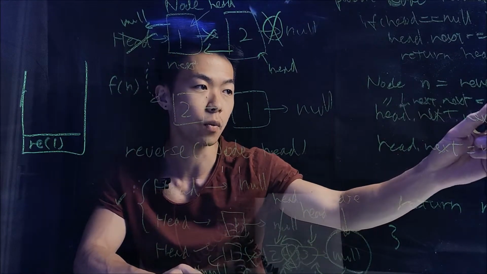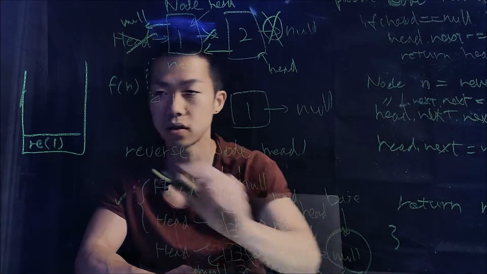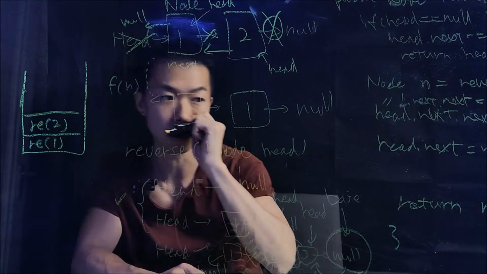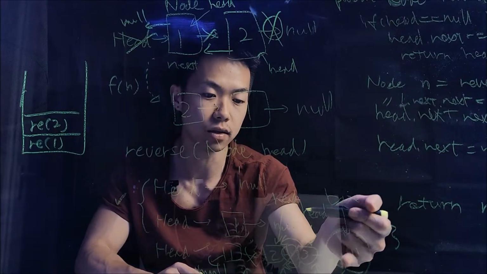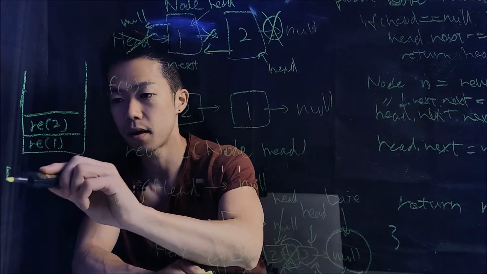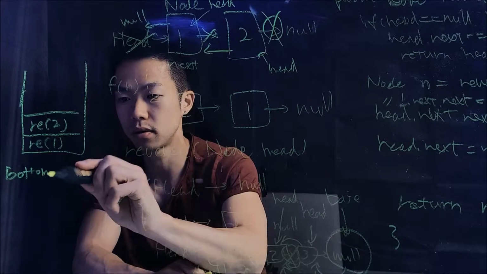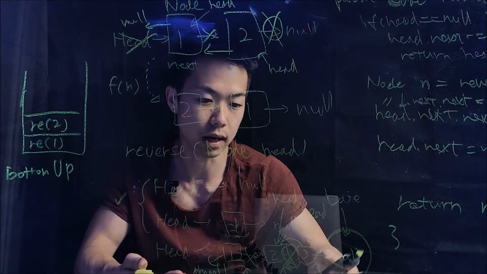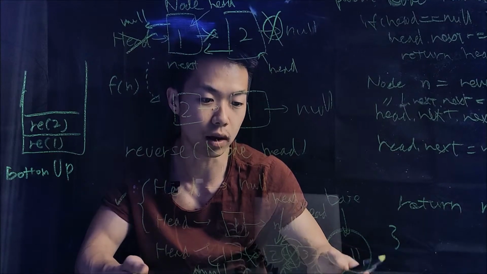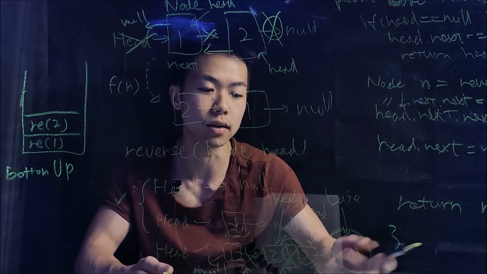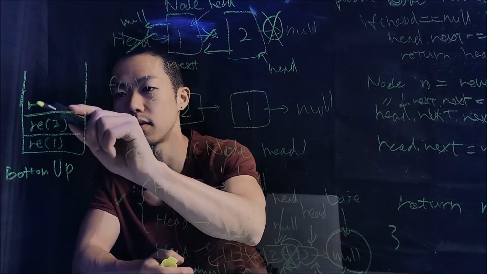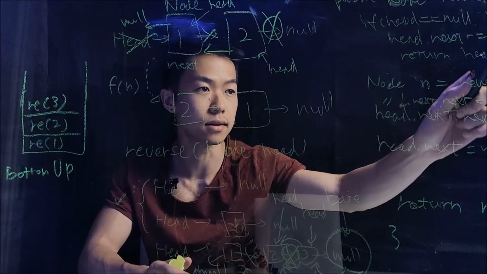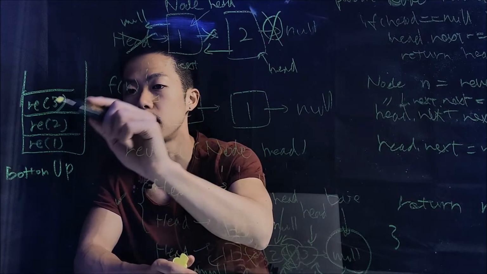And then next time we're going to pass head.next, which is 2. So we're going to call reverse 2, right? And then we want to think about the base case, bottom-up approach. Bottom-up. So we want to think about until when we want to make recursive calls. In this case, 3. Because at this point, 3.next is null, so it'll return.